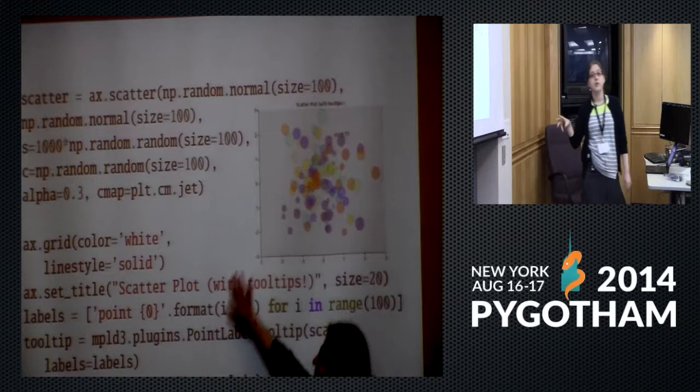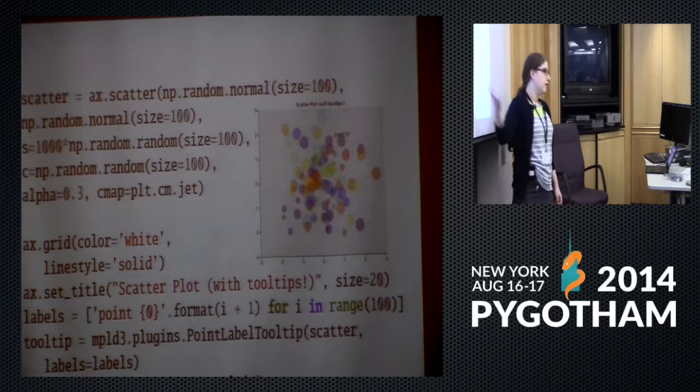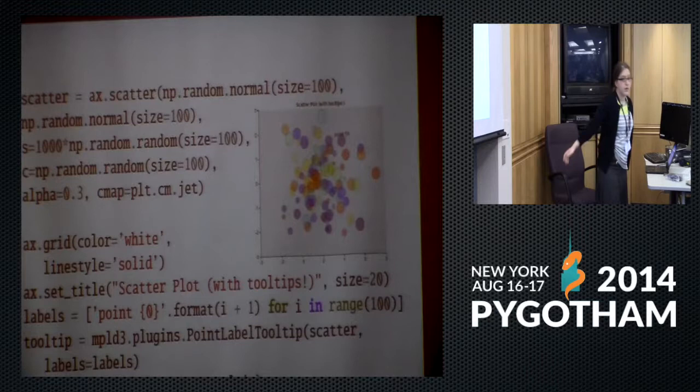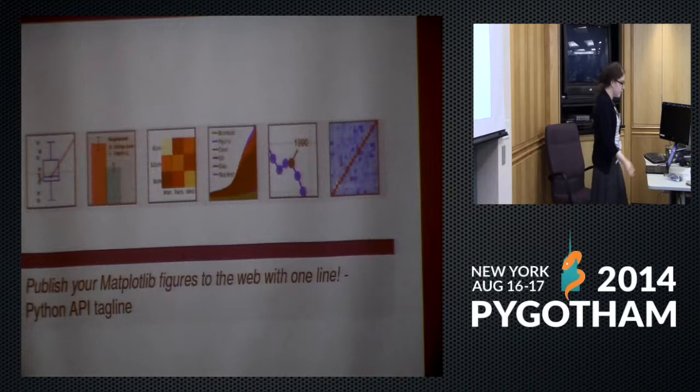If you don't like this way to do it, there's another way, and that's Plotly. Plotly is a for-profit company that has an open source library, and their idea is: publish one line to the web. Again, it's using JavaScript underneath, and you sign in, you write your matplotlib code, you make a URL at the bottom, and it'll publish your nice interactive graph to their website. So that's clean.